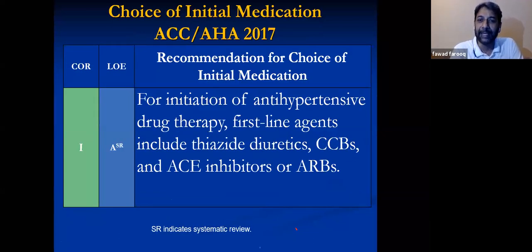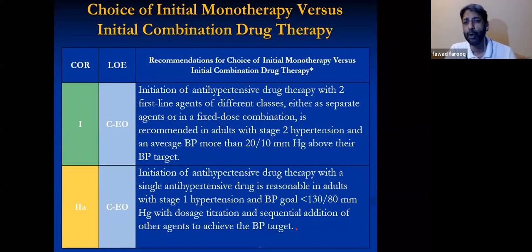Now, if you look at the latest guidelines, they suggest that for initiation of antihypertensive drug therapy, first line agents include thiazide, CCB, ACE or ARB. So out of the four, if your patient has no comorbidities, you can offer any one of them. There is one more point: if your patient's baseline pressures are above the target by more than 20 systolic and more than 10 diastolic, you can start right from the beginning with two drugs. And these two drugs can be given separately or in combination.